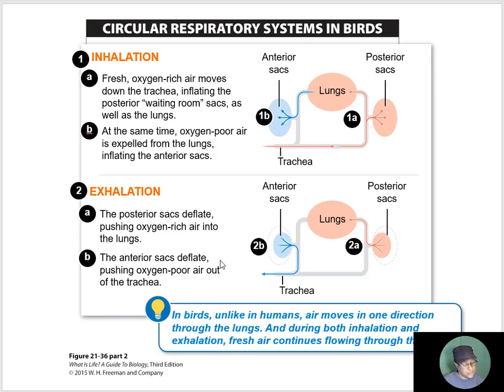So it's a little complicated. I don't need you to memorize this, but I do need you to know that birds have these air sacs, and this is what enables them to continue to fly and exchange oxygen at extremely high elevations. And so in birds, unlike in humans, air is moving in one direction through the lungs, and during both inhalation and exhalation, fresh air continues flowing throughout the lungs, okay?